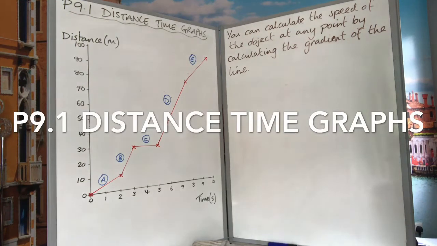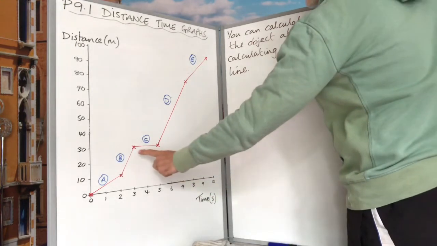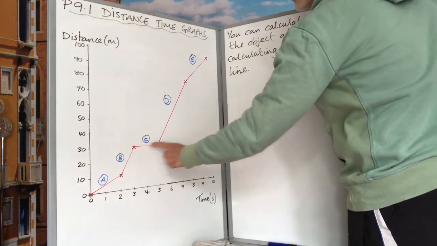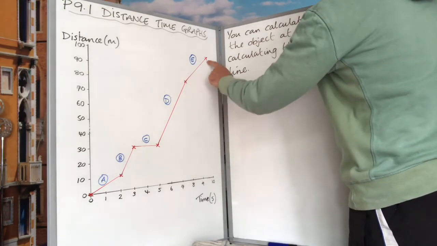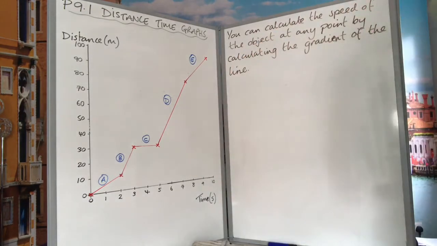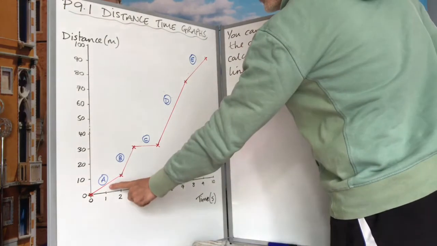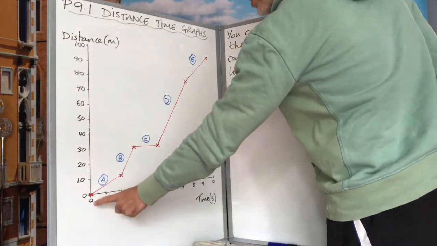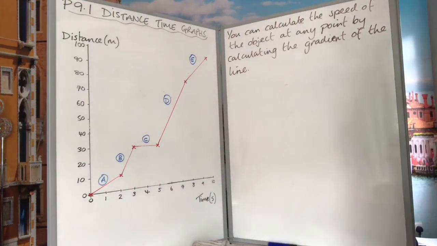P9.1 distance time graphs. Okay, so here the key learning is how we would calculate the speed of any object by looking at its distance time graph. So here we've got 5 stages of a journey. So our object here, let's for instance just assume it's a car.